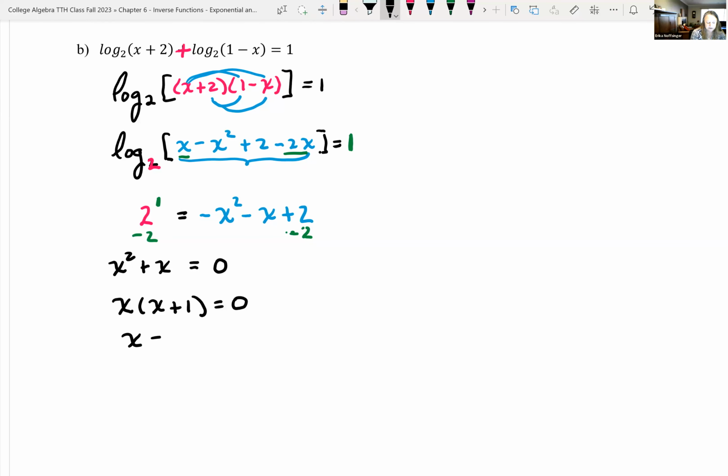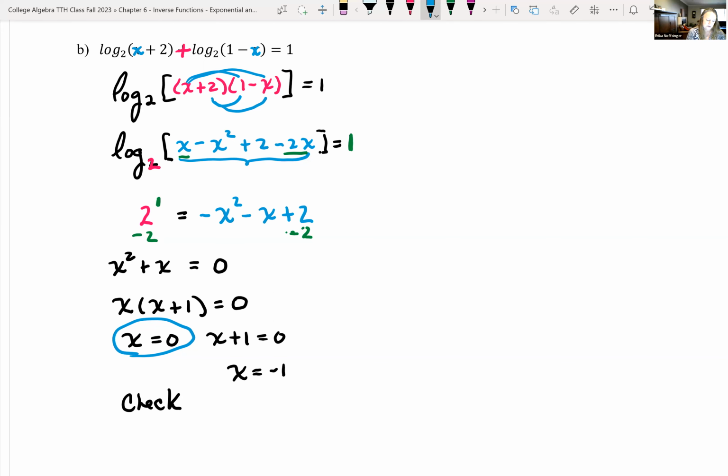Setting each factor equal to 0, we have x is 0 or x plus 1 is 0. So x is 0 or x is negative 1. We need to check. We can't have a log of a negative number. So if we plug in 0 wherever we saw an x in our original equation, that would be 0 plus 2 for the first argument, which is 2, so that's okay. And for the second log, 1 minus 0 is 1, so that's okay. So we're okay with x equals 0.